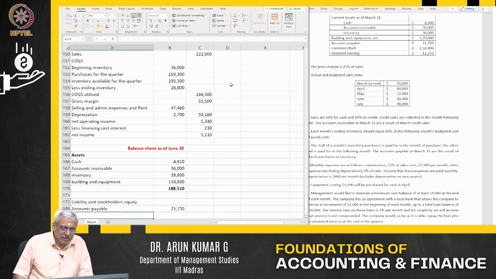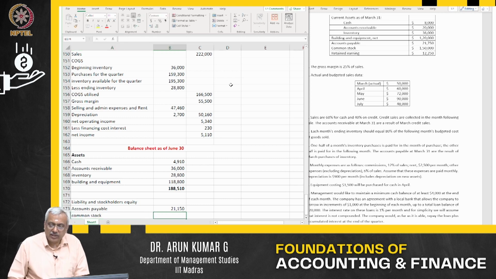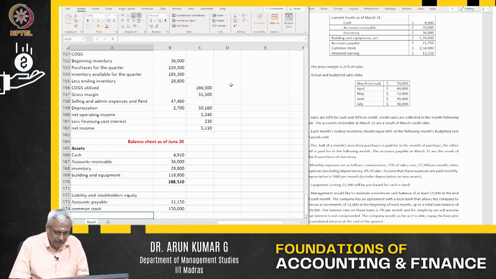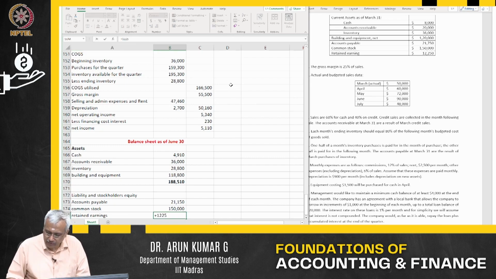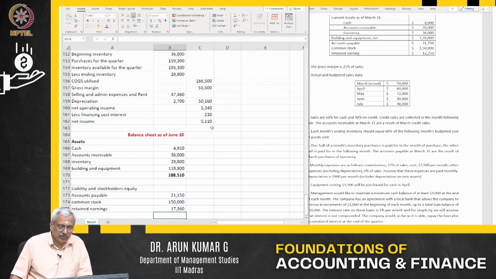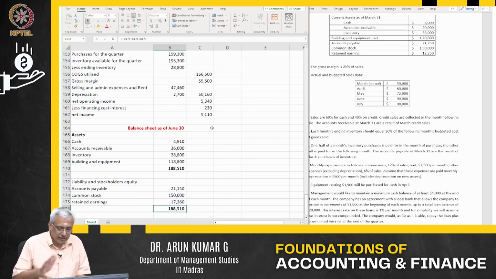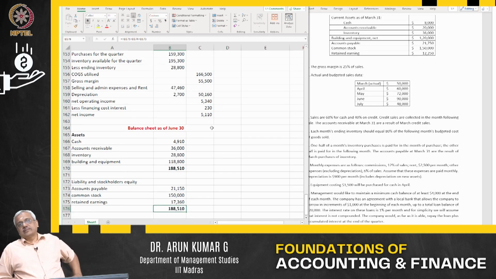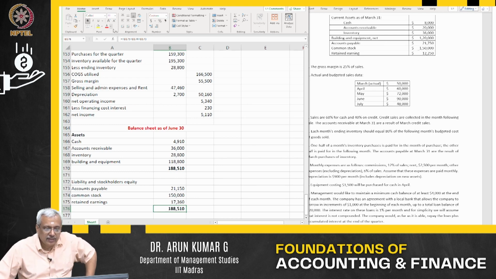What is my common stock after that? The common stock. Common stock in this case is 1,50,000. Yes. Then what is the retained earnings? My retained earnings is 12,250 plus the net income of this quarter. So it's going to be this much. So as you can see, the balance sheet balances. Thank you. We move to the next phase, that is what we call the flexible budget out there.